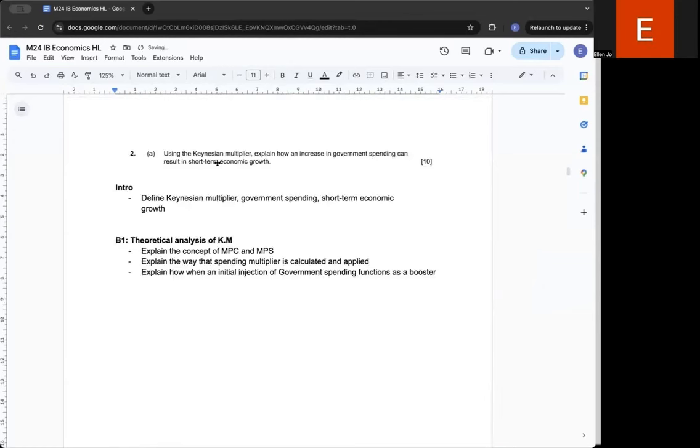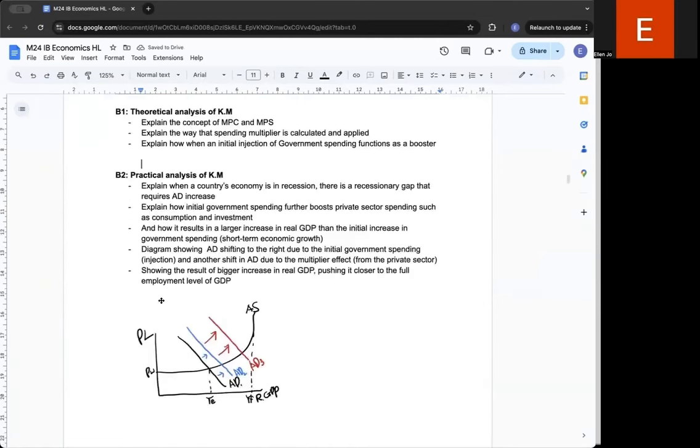First, by explaining the concept of marginal propensity to consume and marginal propensity to save, and then the way that spending multiplier is calculated and applied by using the concept of both. And you can finish with the idea that when there is an injection of government spending, how it functions as a booster. Next, in body 2, there can come practical analysis of Keynesian multiplier.